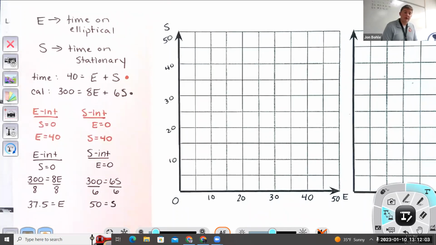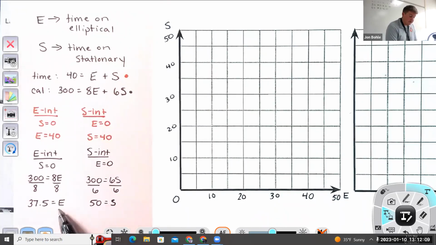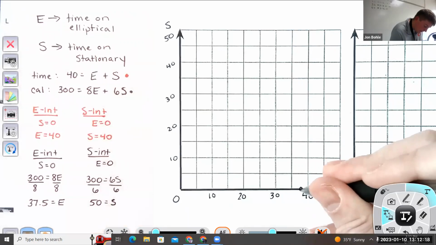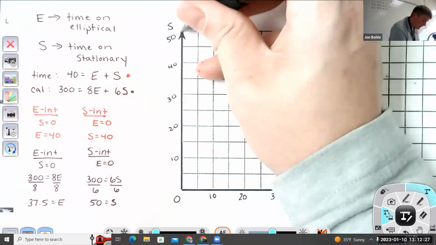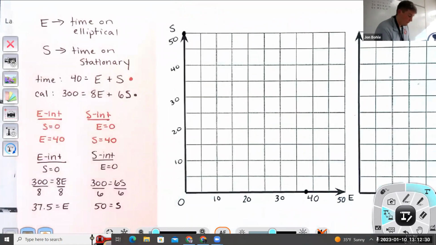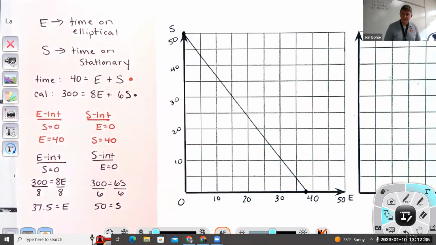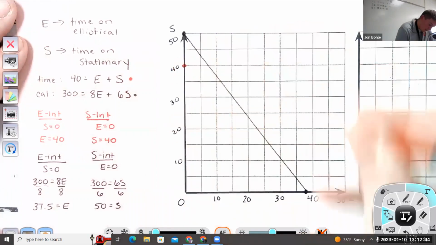Okay, we're nearly done. I think all the hard stuff is done right now. I'm going to graph each of these. E-intercept at 37.5. Here's 30, here's 35, here's 40. 37.5 would be exactly in the middle, right here. Then I also need an S-intercept of 50. That's way up here. Now I need an E and S intercept of 40 for the red equation. That'll be here and here.